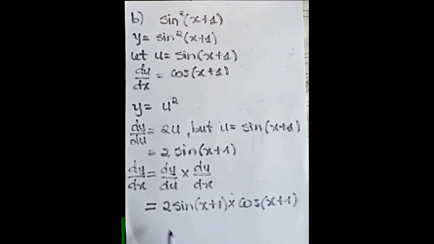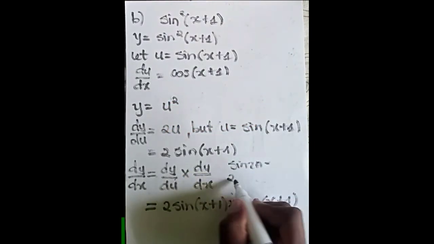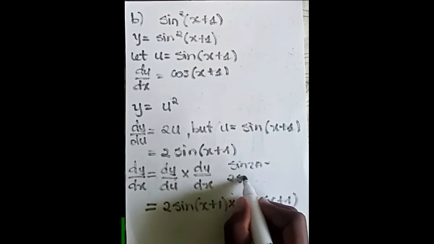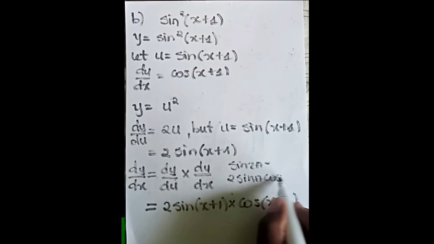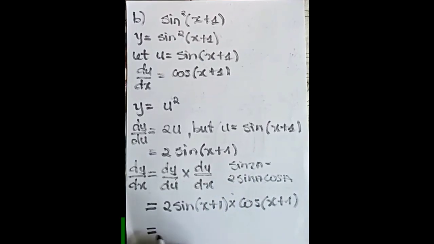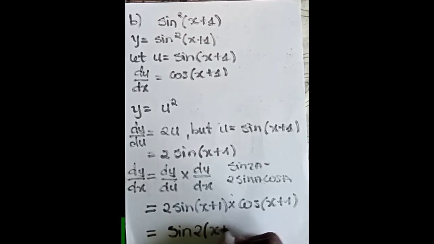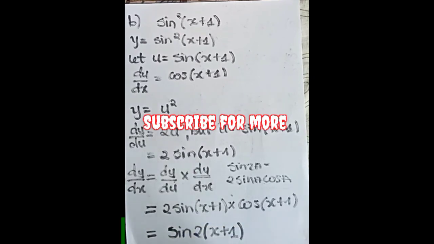So this stuff looks familiar, like the trigonometric expansion of sin 2a, which is given as 2 sin a cos a. Let's imagine the case where x plus 1 is equal to a. So we could simply say that this derivative is equal to sin 2(x plus 1). That is it, and that is the derivative.